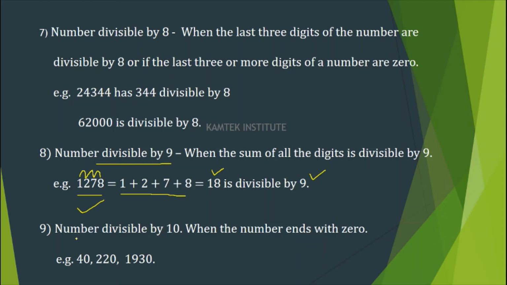Then we come to, how do we know whether a number is divisible by 10? When a number ends with 0, then that number is divisible by 10. We have the example number 40, it has 0 in the unit place, so it is divisible by 10. 220 also has 0 in the unit place, so it is again divisible by 10. And the number 1930 has 0 in the end, so this number will also be divisible by 10. I hope it is understood by everybody.